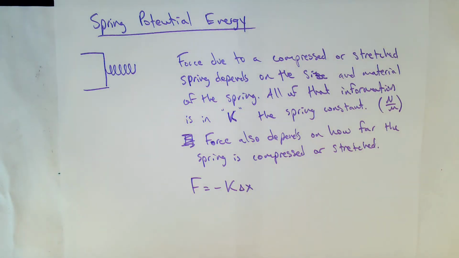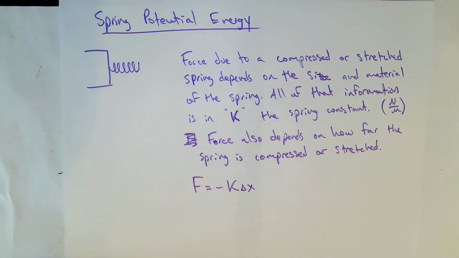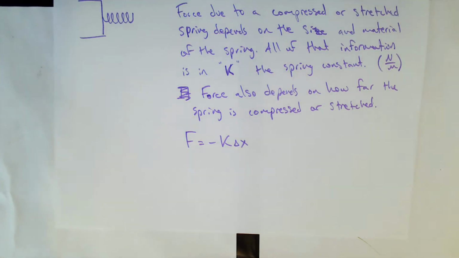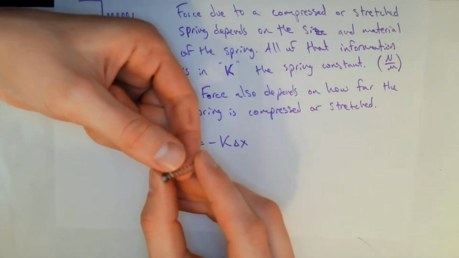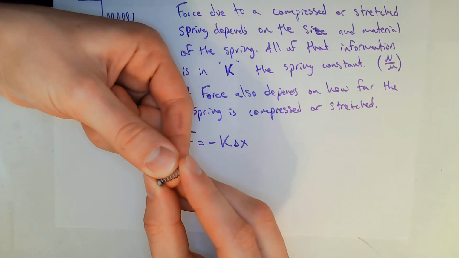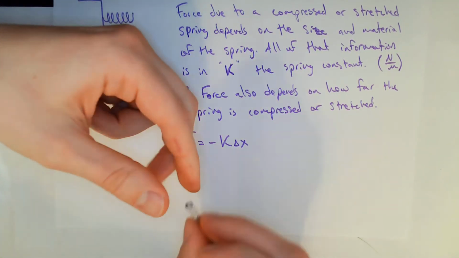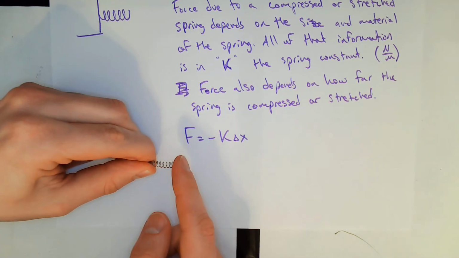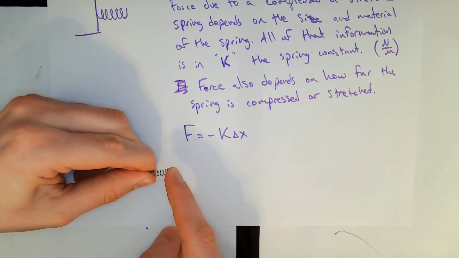Let's talk about the sign though, because that's interesting. Why is the sign negative? Well, consider that I actually have a little spring here. Consider if I try to squish this spring, which I have to hold so it doesn't bounce away. If I try to squish it to the left, like this, my finger is pushing to the left, so my displacement is to the left.